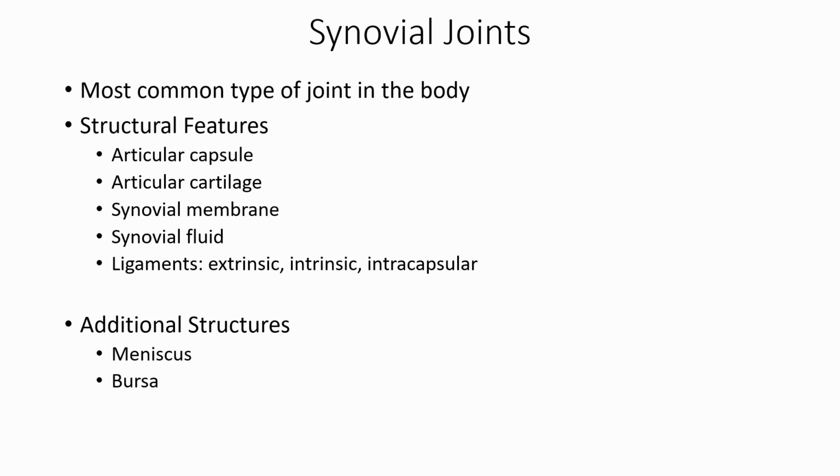Like I mentioned before, the synovial joint is probably what you're thinking of when you think of a joint in your body, and that's because this is the most common type of joint we find. And this is the one that in a lot of cases we associate with movement. There's a few different features to this. We have an articular capsule and the articular cartilage, the synovial membrane and synovial fluid, and then ligaments that are going to help stabilize this joint, both extrinsic, intrinsic, and intracapsular. We may have additional structures too, depending on the joint, looking at things like the meniscus and the bursa.